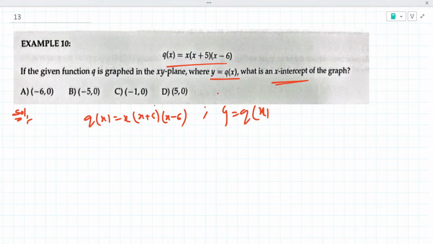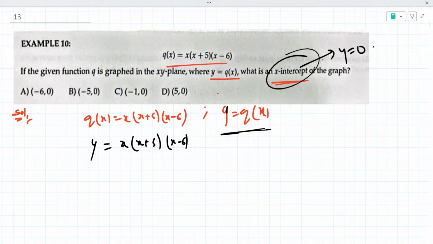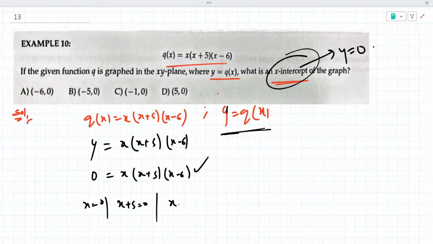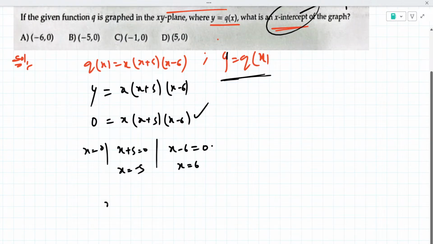The x-intercept means the y value must be 0. We already know that this is y. y equals q of x, so y equals x into x plus 5 into x minus 6. This is as it is, and the x-intercept means the y value is 0. I just place the y value as 0 and everything else the same. It's like the last step of the factorization. You can clearly write x equals 0, x plus 5 equals 0, x minus 6 equals 0. So x equals negative 5, x equals positive 6. So we have x values 0, negative 5, positive 6.